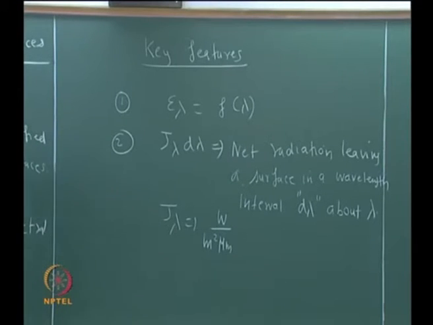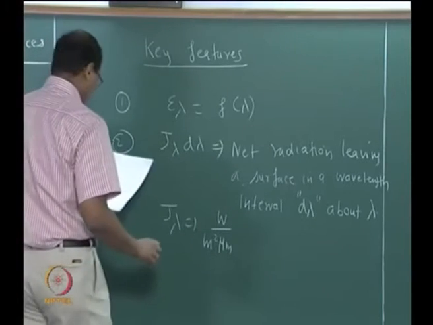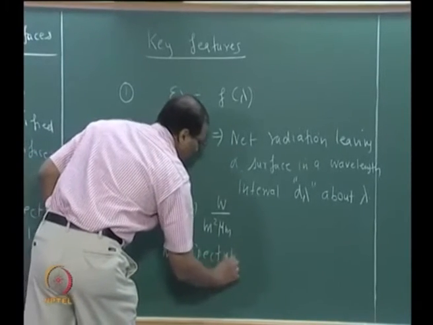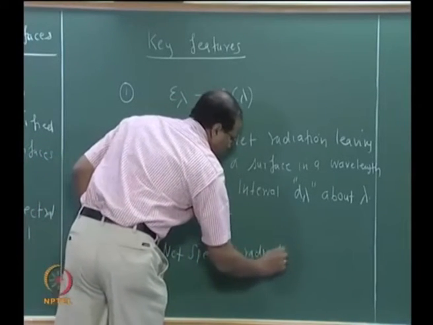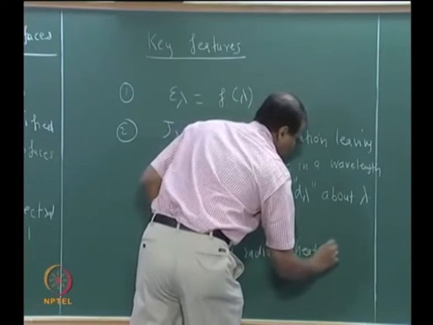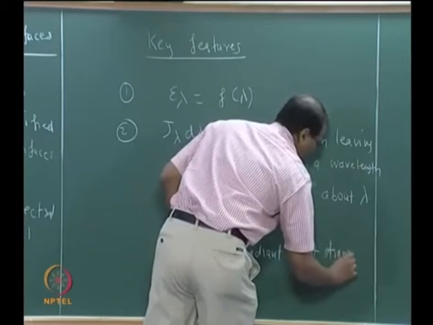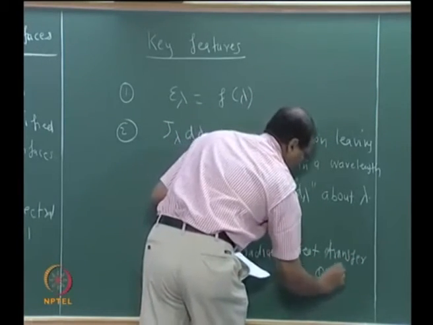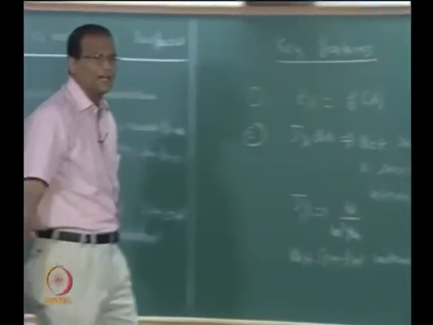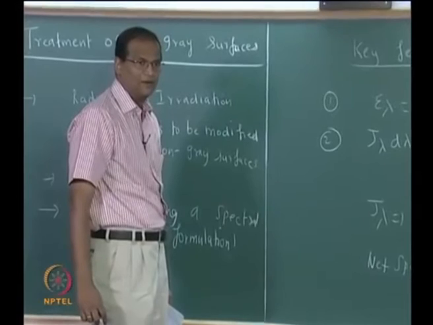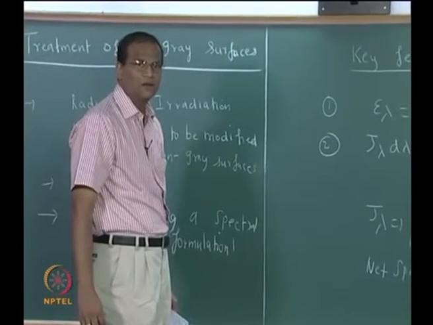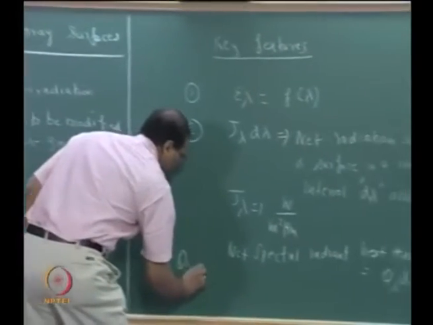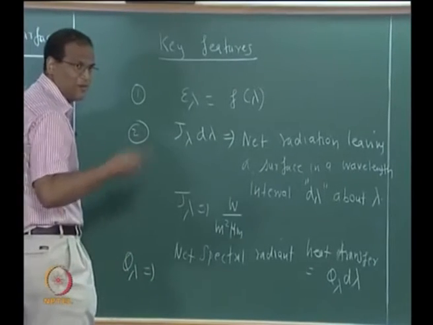Now, net spectral radiant heat transfer is Q lambda. What should be the units of Q lambda? Watt per micrometer, very good. If I put small q, it is a different story, it is watts per meter square per micrometer.